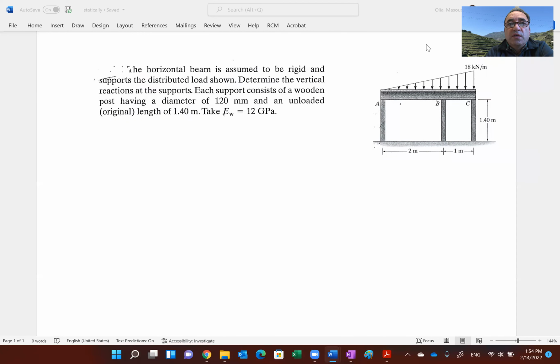These posts are made of wood, obviously, with a modulus of elasticity of 12 gigapascal. They all have an initial length of 1.4 meters, and they have the same exact diameter of 120 millimeters. What we want to determine are the reactions that are developed at these posts. Obviously, the beam is very rigid and initially in the horizontal position.